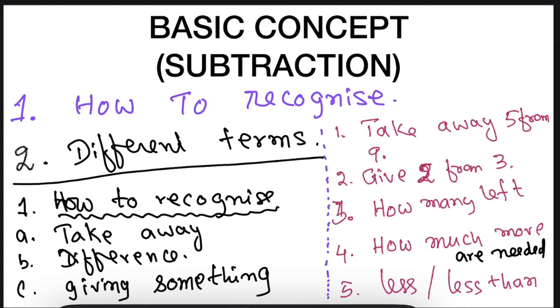Take away means, 7 oranges are there, take away 3 oranges from this. Here is 1 orange, 1 orange, 1 orange. Like that 7 oranges: 4, 5, 6, 7. Take away 3 oranges. We have taken away 3 oranges. How many are left? 4. So, what did we do? We did subtraction. So, take away is nothing but subtraction.